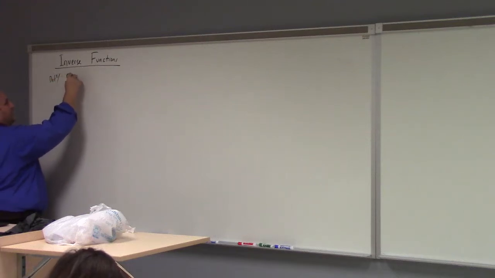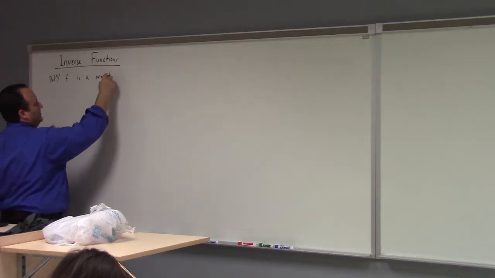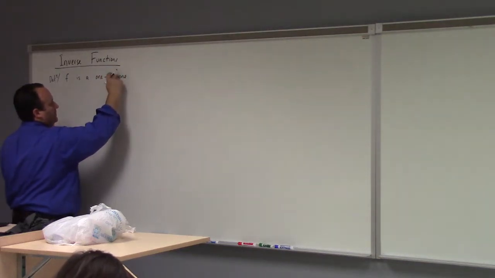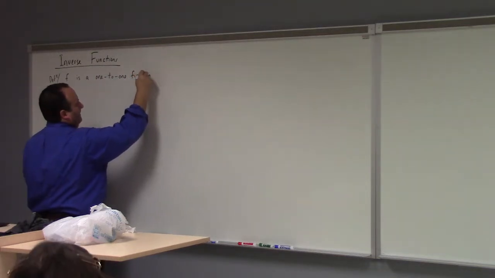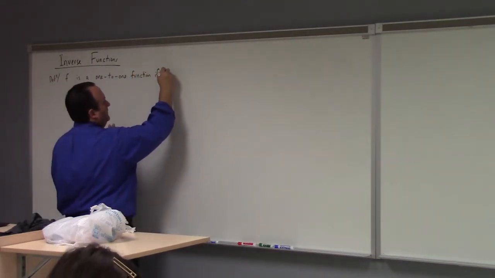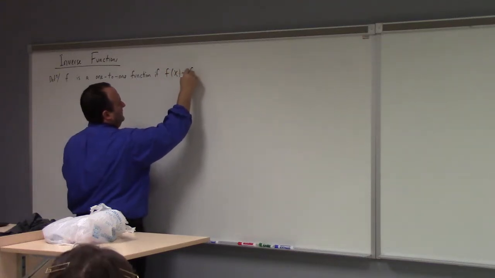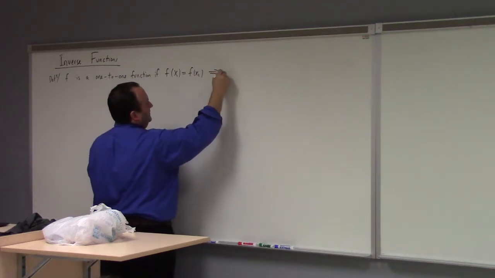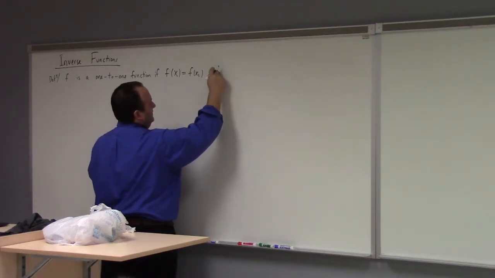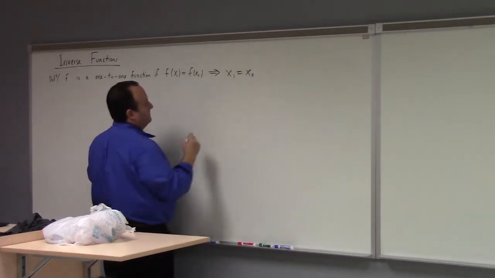f is a one-to-one function if f of x1 equals f of x2 implies that x1 is equal to x2.